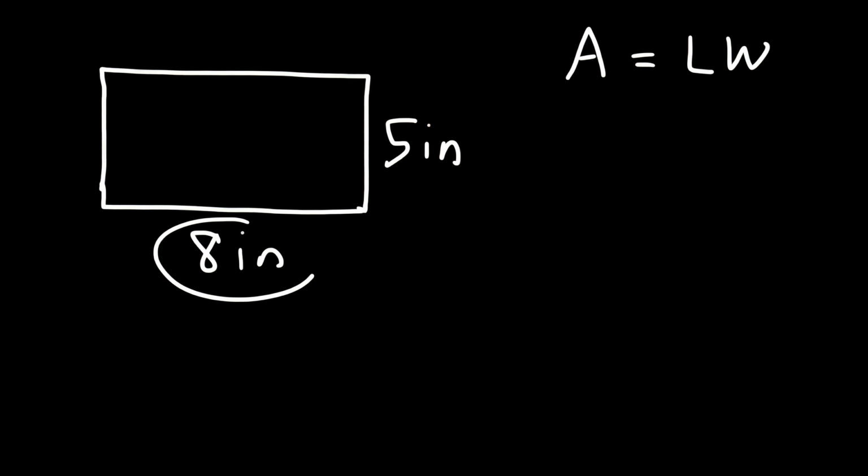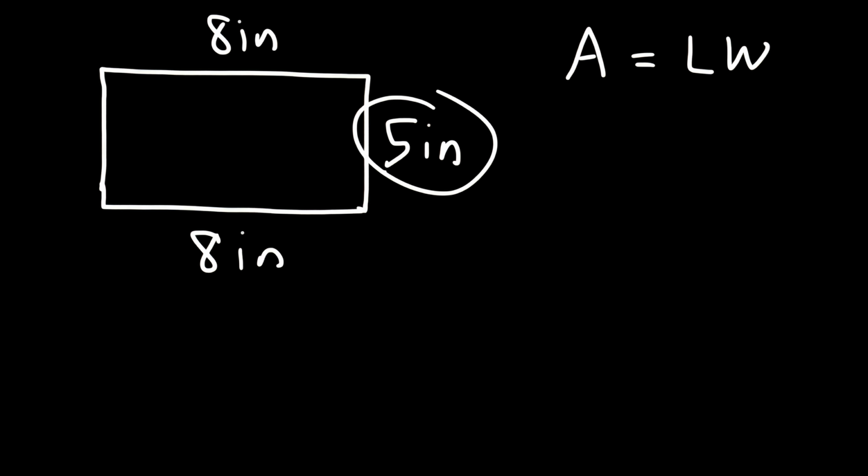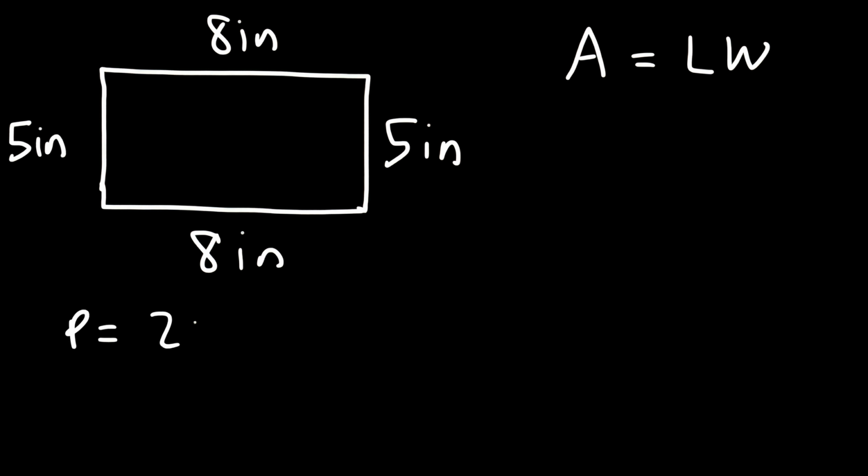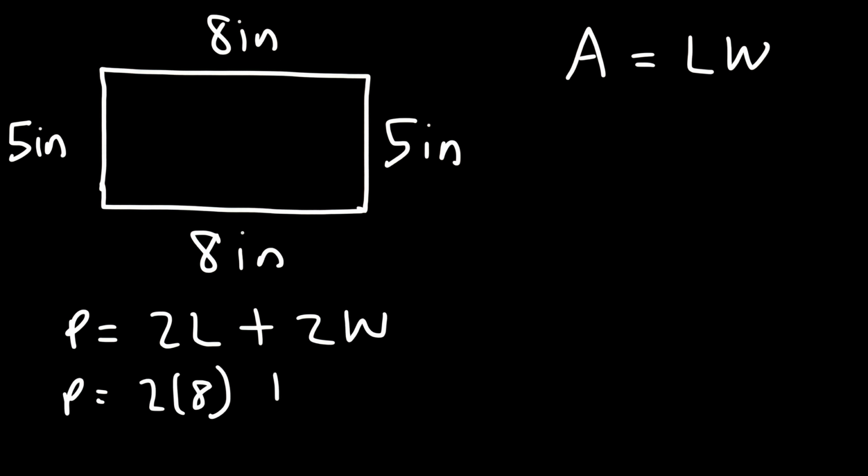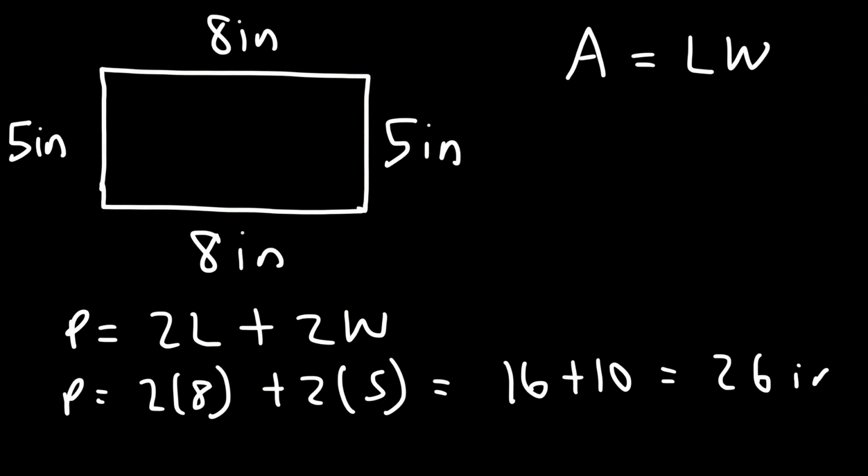Now, if this side is 8 inches, the side across it must be 8 inches. And if the right side is 5 inches, the left side must also be 5 inches. And so the formula for the perimeter of a rectangle is 2L plus 2W. It's twice the value of the length, which is going to be 2 times 8, plus 2 times the width. And so we're going to get 16 plus 10, and so this is going to be 26 inches. It's not 26 square inches.